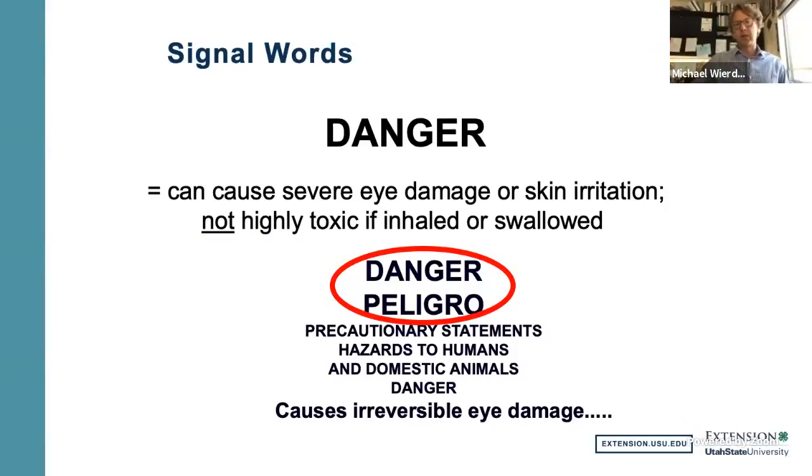The danger signal word indicates an acute effect at low doses. However, these products won't necessarily kill you, but they are extremely damaging physically at low doses. Whereas danger poison means deadly, the signal word danger alone lets you know that severe injury like irreversible eye damage or severe burns can occur when exposed to low doses. Several herbicides also carry this signal word.